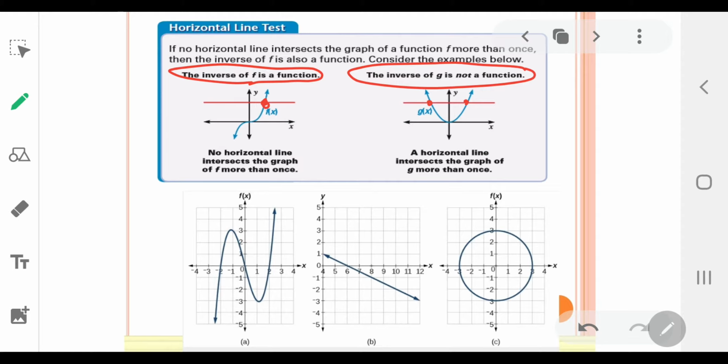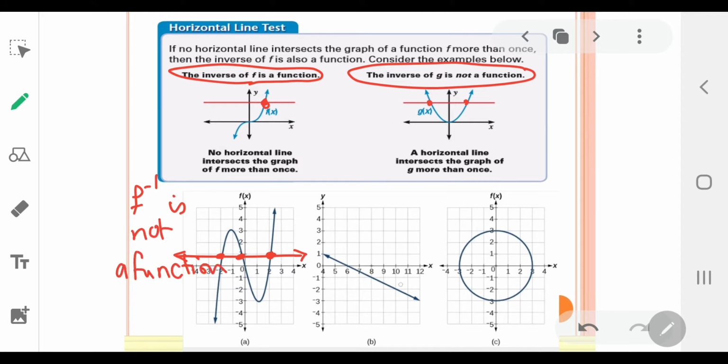Now it's your turn. Pause the video and try to determine whether the inverse of those three graphs is a function or not. Now I'll do my own horizontal line anywhere on the graph. For sure, it will cross the graph in more than 1 point, so it means its inverse is not a function. The inverse is not a function.